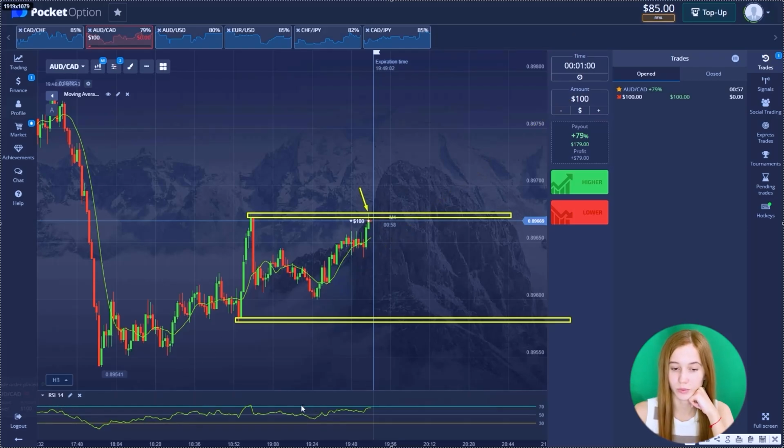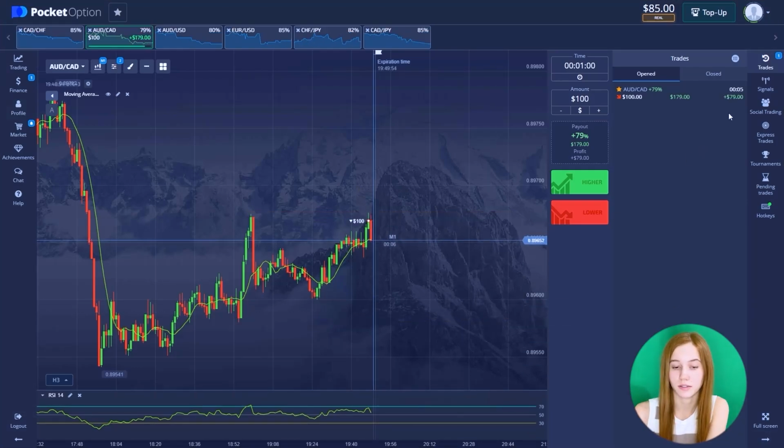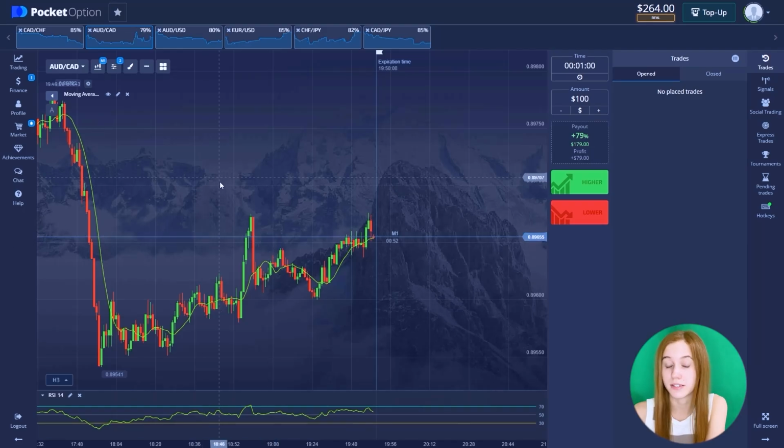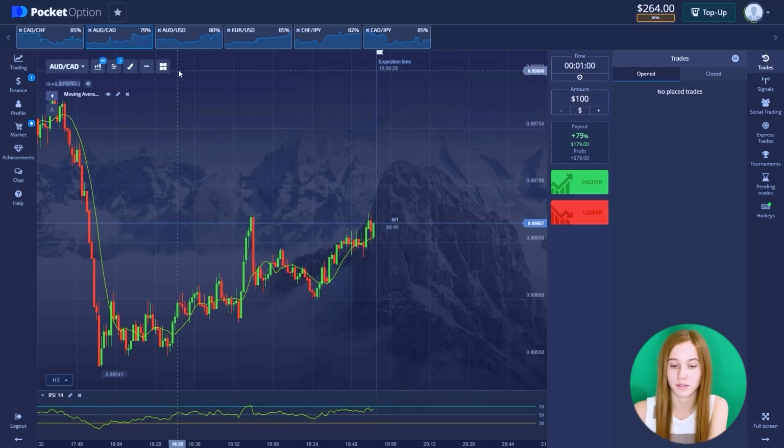RSI also, we see we reached the overbought area in the upper position. 4 seconds left until the end, and the trend is falling. The RSI indicator also looks down. Okay, good. We have a plus still, $79 on our balance is our profit. So I recommend you these indicators as confirmation of your technical analysis.